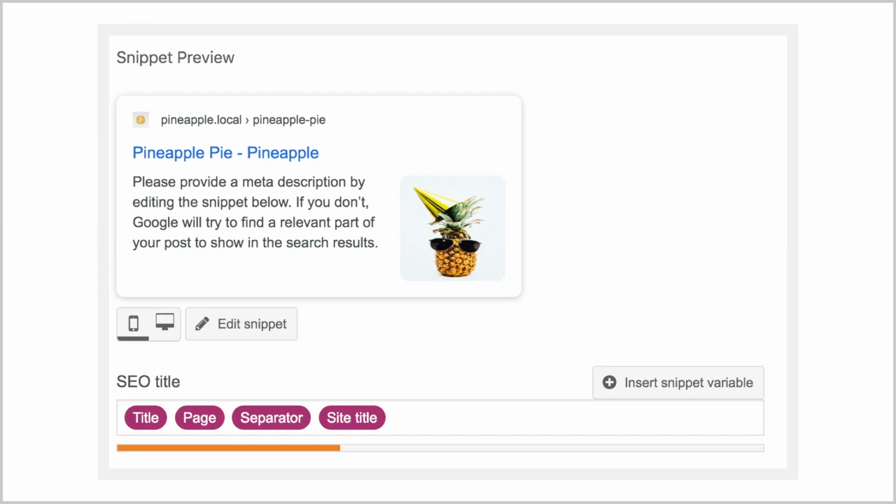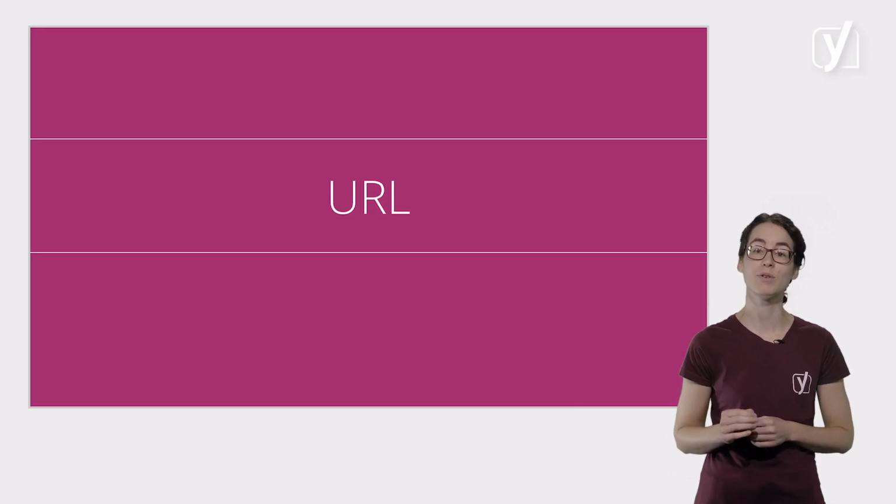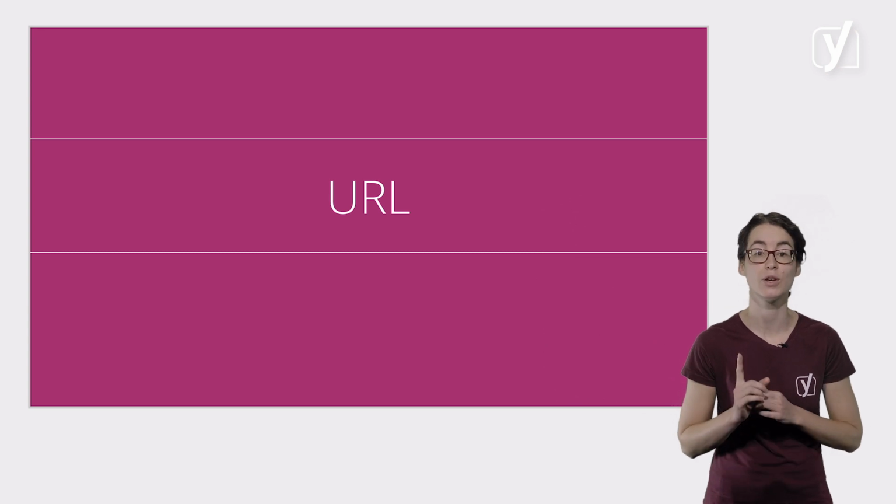In Yoast SEO, you can optimize the SEO title. You can add more information if you like, or you can shorten it if it's too long. And you can pick a separator sign to separate different parts of your title in an appealing way. We'll show you how to do this in the upcoming screencast. Okay, let's move on to the next element of the snippet, the URL.